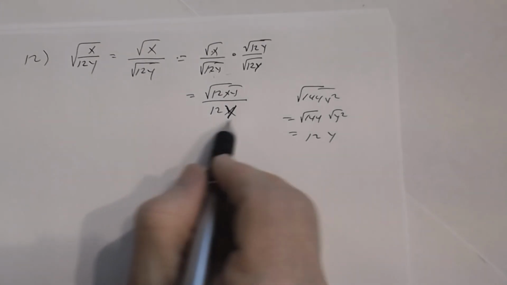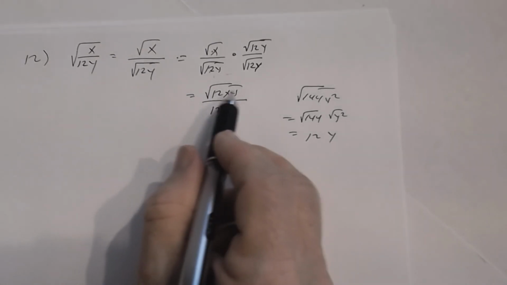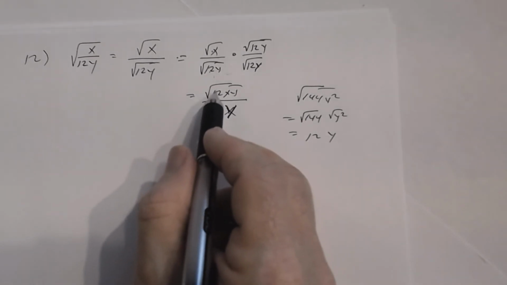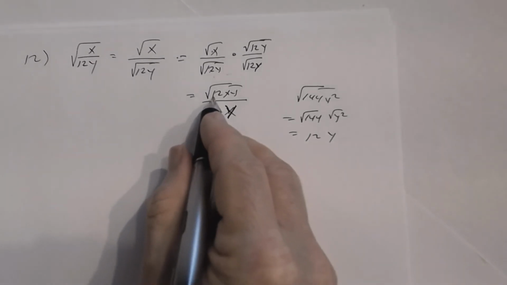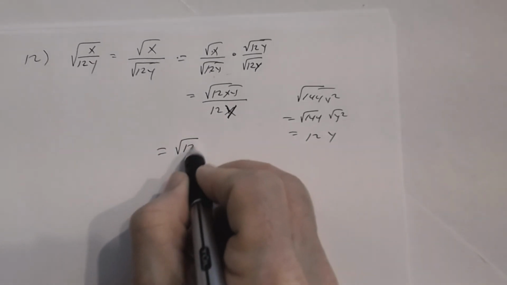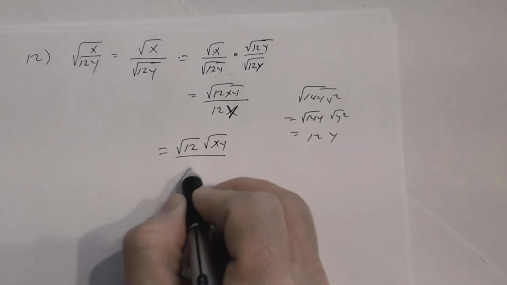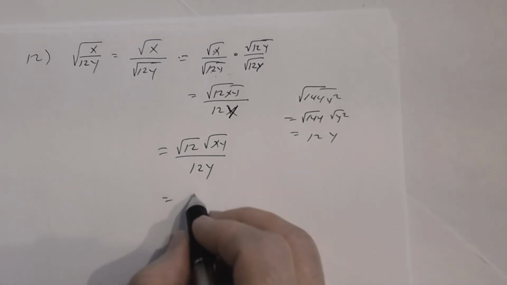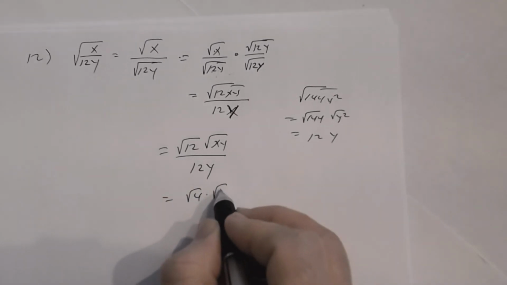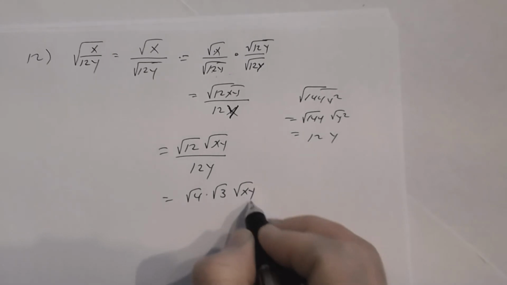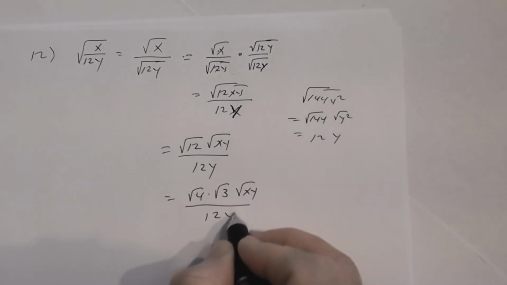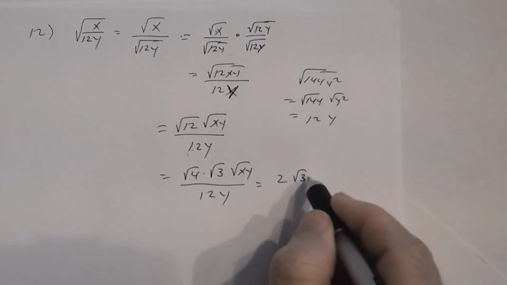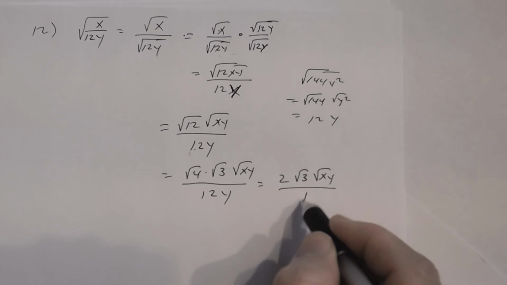But here's the problem though. That's not your answer because you gotta simplify the numerator if you can. And I can because 4 is a perfect square that goes into 12. So I got to think about the numerator now. So I get the square root of 12 times the square root of xy divided by 12y. And the square root of 12 I can rewrite as the square root of 4 times the square root of 3 times the square root of xy, right? Divided by 12y. And then the square root of 4 is 2. So you get 2 square root of 3 square root of xy divided by 12y.